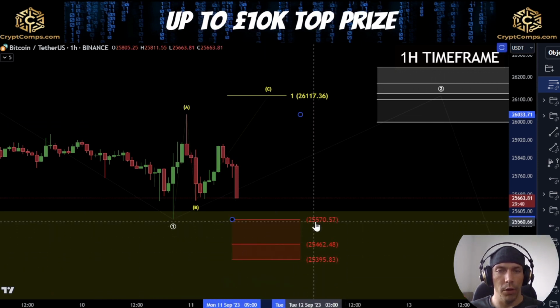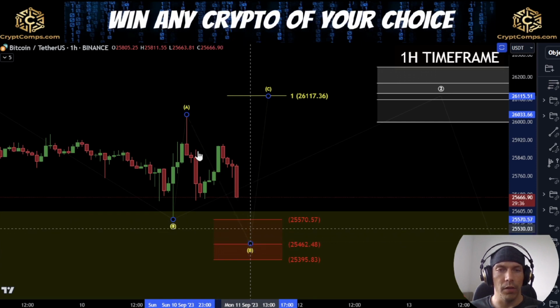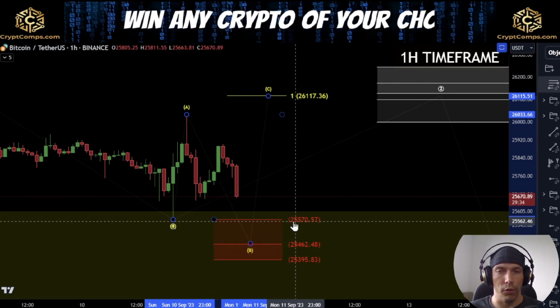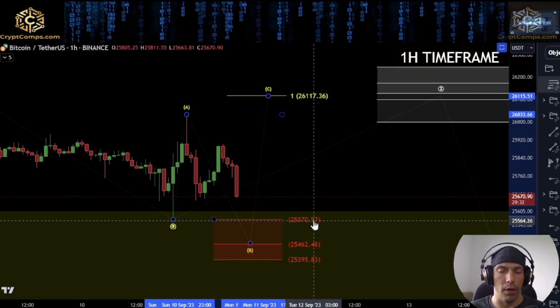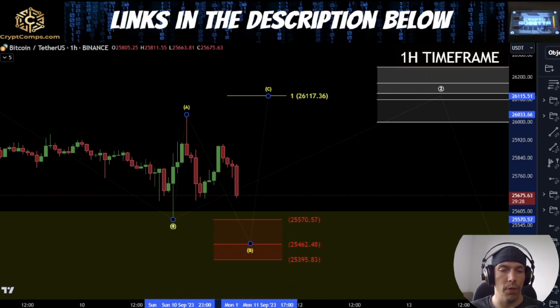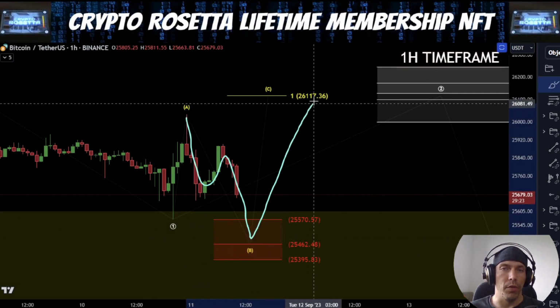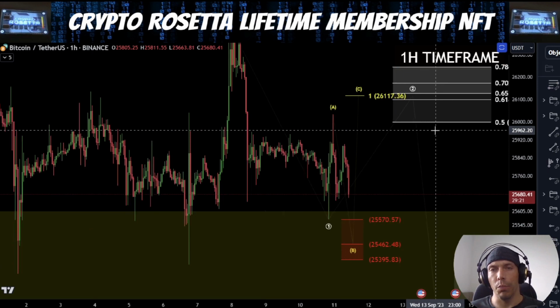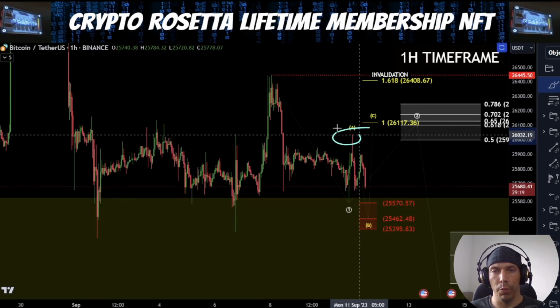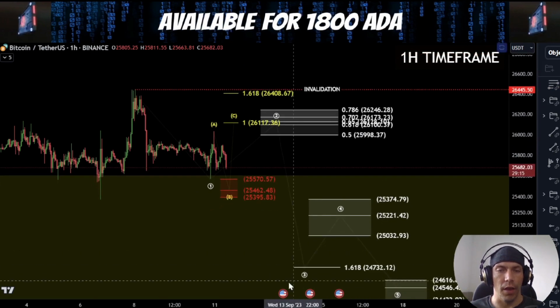So if we are looking at this as A, B, and C, and we're actually going to see something like a flat, we could see this B wave actually look to push down into this 25,570 to this 25,395 area before seeing a pushback to the upside here, where we see this C wave come in. If this B wave or this wave 2 is completed into this high, then what we would be looking for is actually just seeing a direct sell-off.